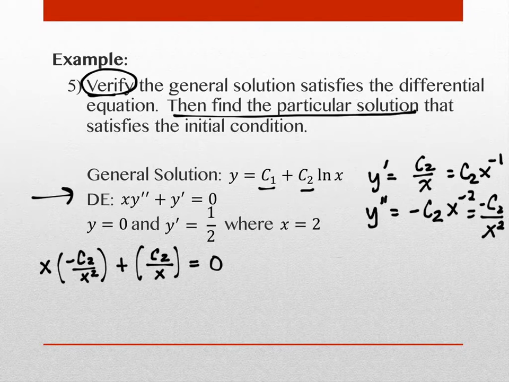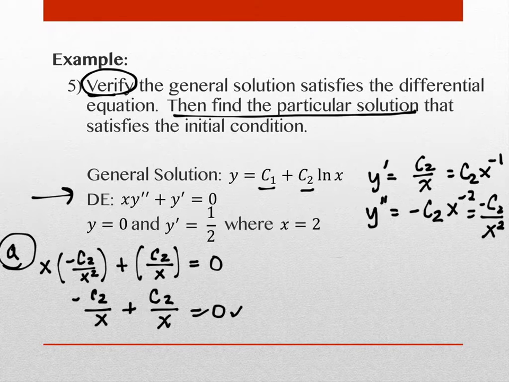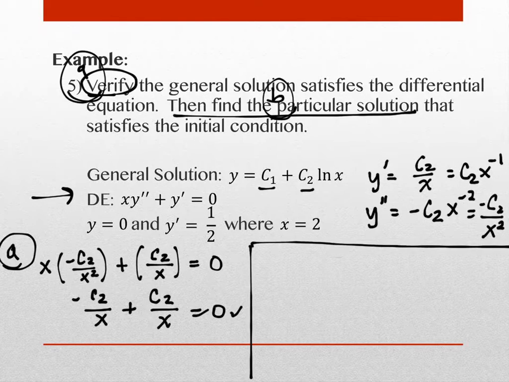Does it? You're going to have negative C2 over x plus C2 over x. Yeah, so it works, right? Does the left-hand side equal the right-hand side? Yep, sure does. So I've done the part A stuff of the verifying part. I'm interpreting this as A is verify, and B is finding the particular solution. So this general solution does in fact work for our function. Agreed? Okay. Now we're going to find the particular solution. Again, you could have done it in the other order, but I just went with the order they gave me in the problem.